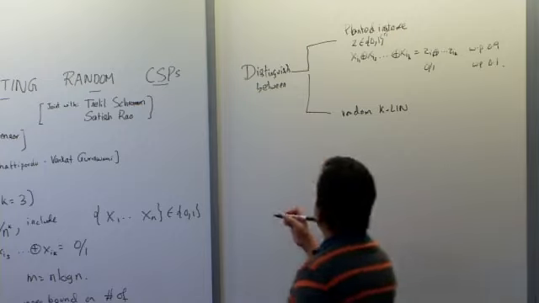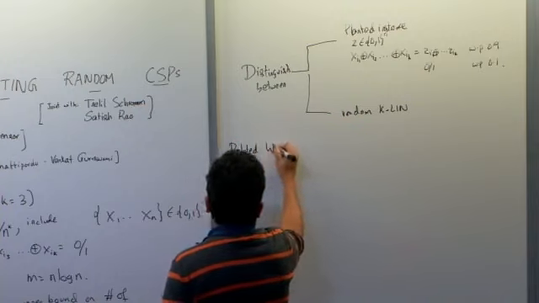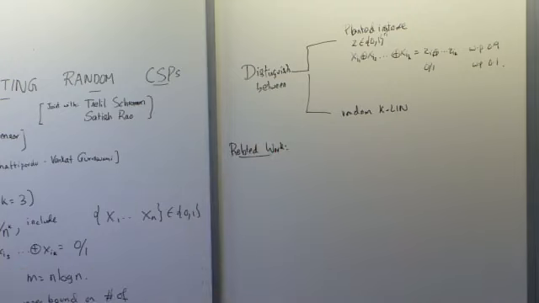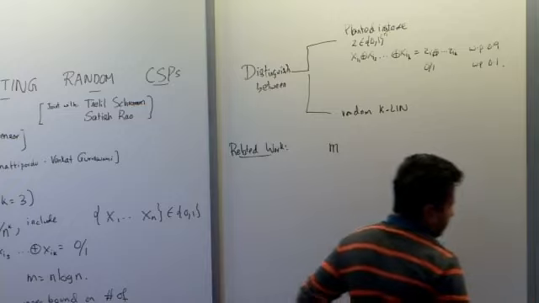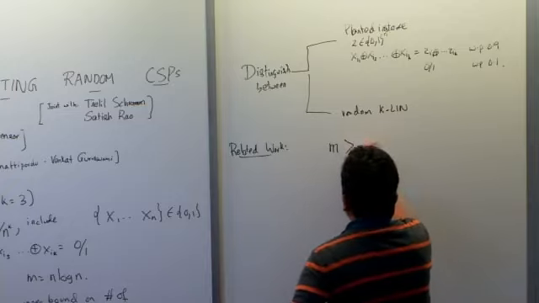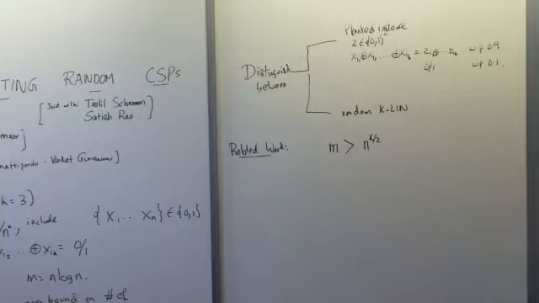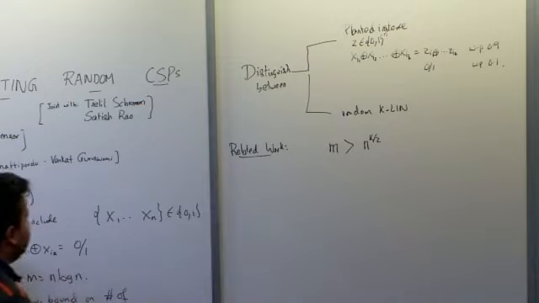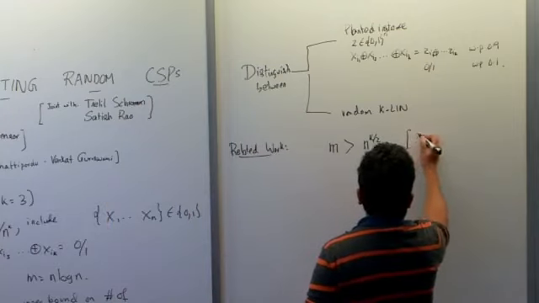So what is known about this? This is a fairly well-studied problem. If the number of equations is really large, more than n to the k over 2, then there's a sequence of works which can distinguish between these two, or solve the certification problem, using a spectral approach.